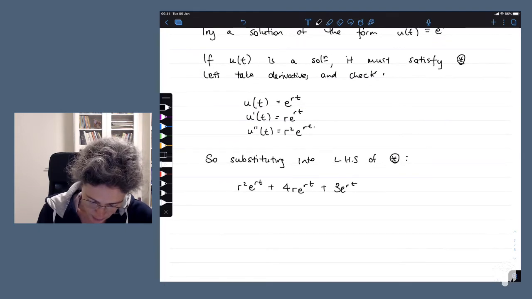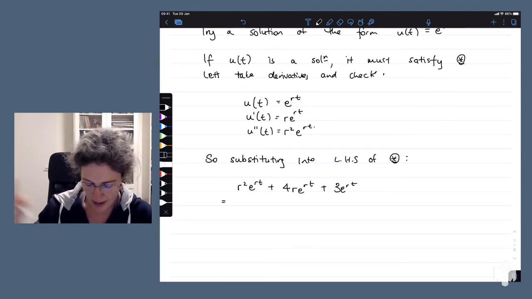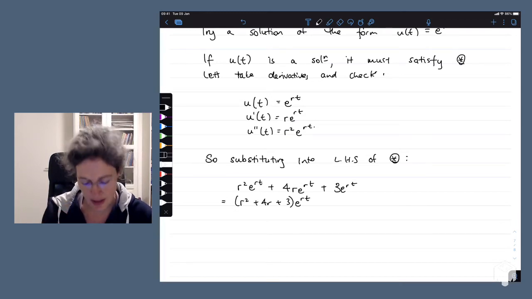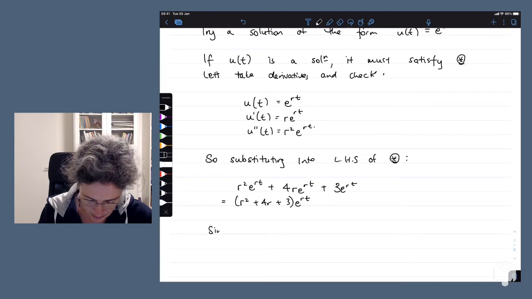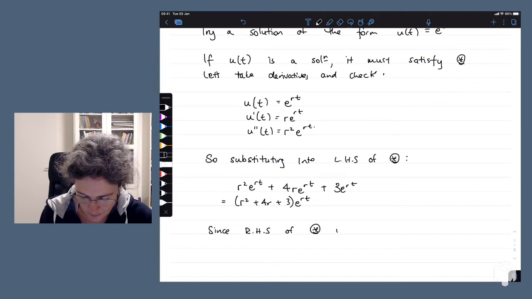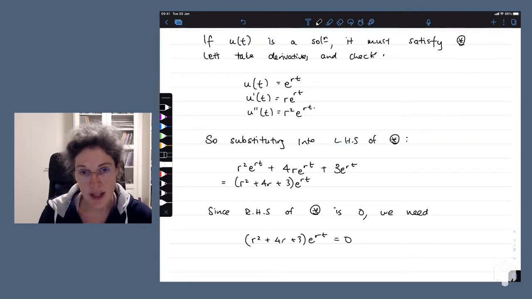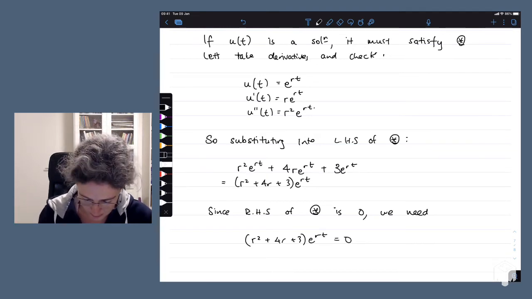So we can do a little bit of rewriting here. I'm going to take out my common e to the rt, so I've got r squared plus 4r plus 3, all times e to the rt. So that's the left-hand side. And since the right-hand side is 0, we need that (r squared plus 4r plus 3) e to the rt is equal to 0 if our u is going to be a solution.